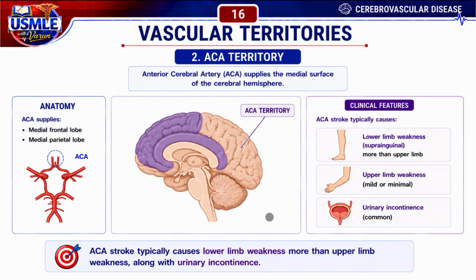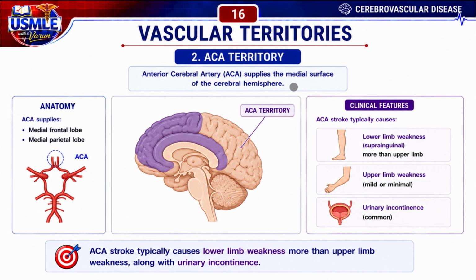Now coming to the ACA. So the anterior cerebral artery supplies the lower limb region more predominantly. So whenever there are deficits in this ACA territory, this could lead to weakness in the legs more when compared to the arms. It's also associated with urinary incontinence, which is commonly seen in these patients with ACA territory involvement.